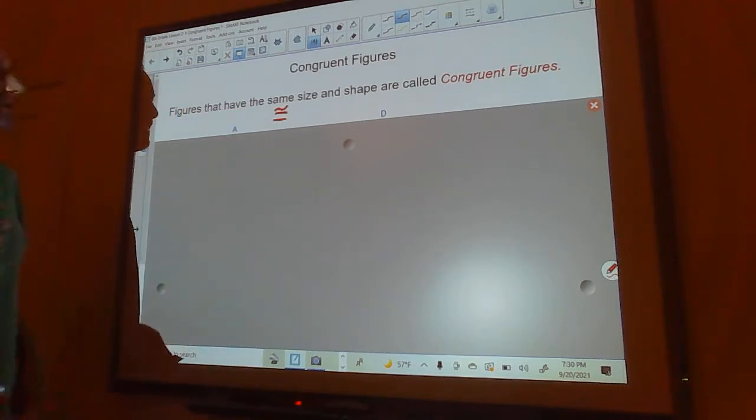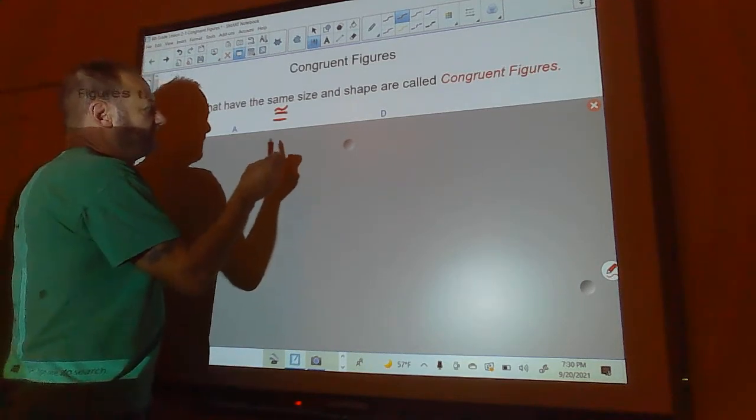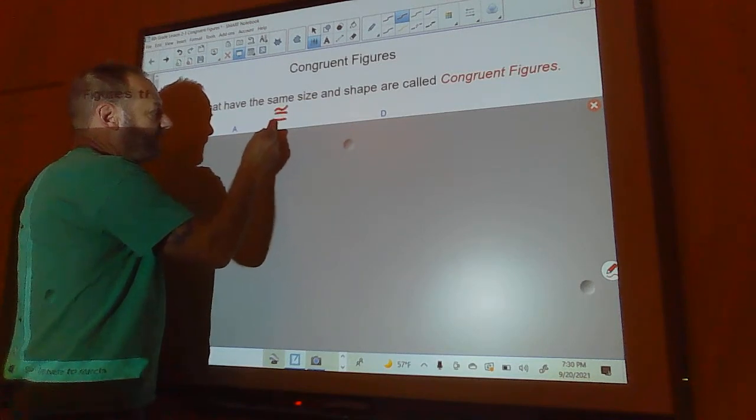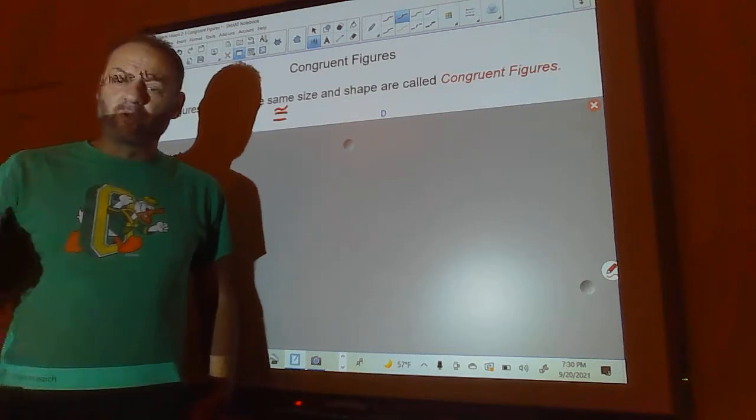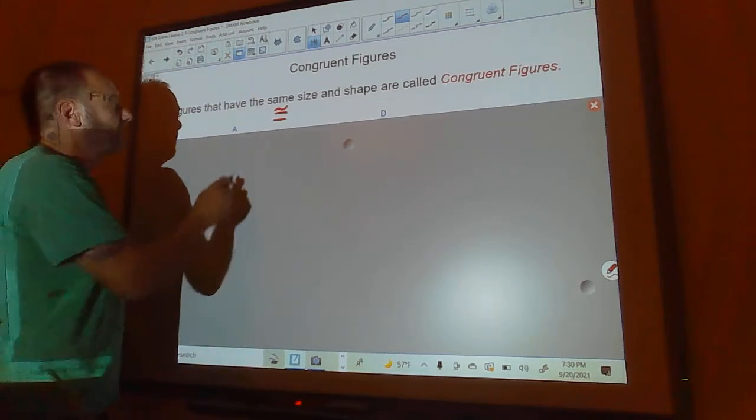So they're kind of sandwiched together, and basically what this means is it's the same shape and it's equal size, okay? Congruent is not equal. It's very similar, but it's not. So be real careful about that.